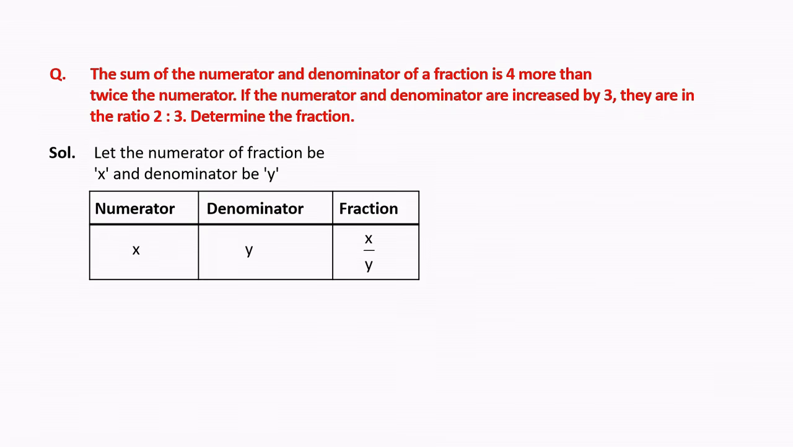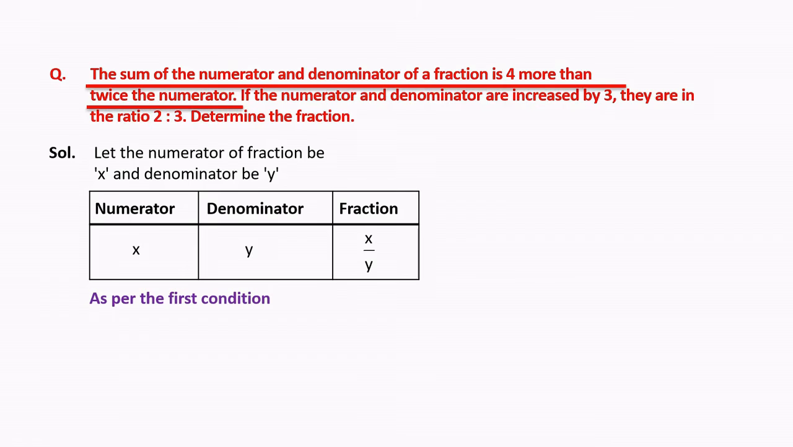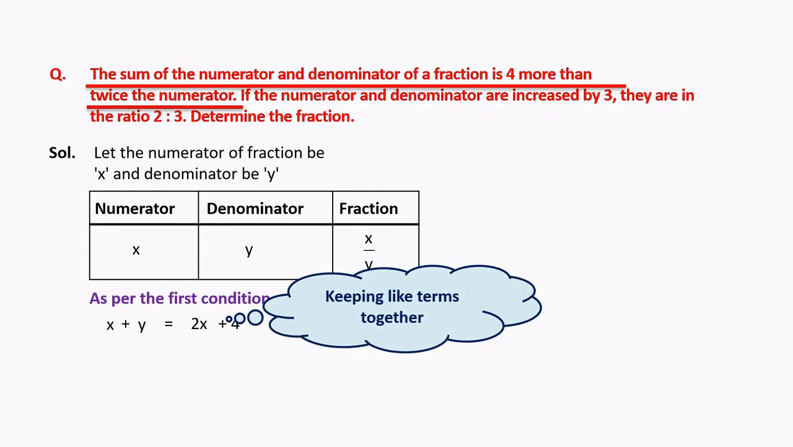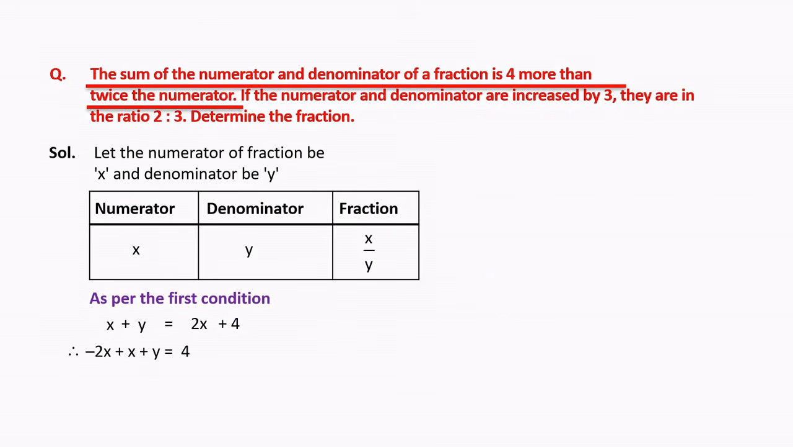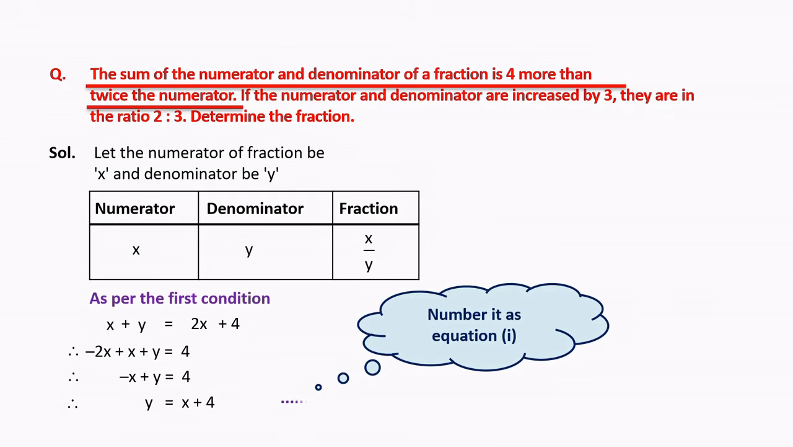Now, let us form the equations. According to the first condition, the sum of numerator and denominator is 4 more than twice the numerator. So, we write x plus y equals 2x plus 4. Rearranging, minus x plus y equals 4. So, y equals x plus 4. This is our first equation.